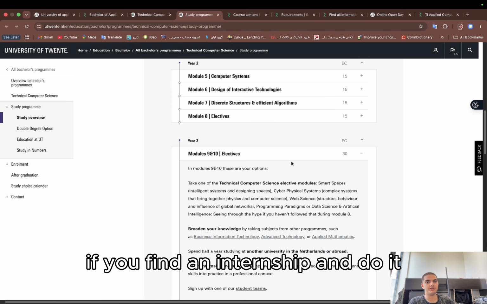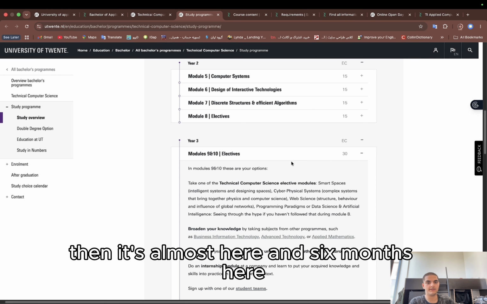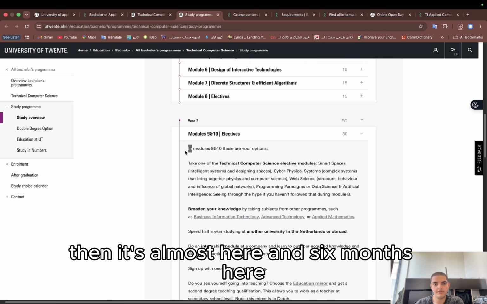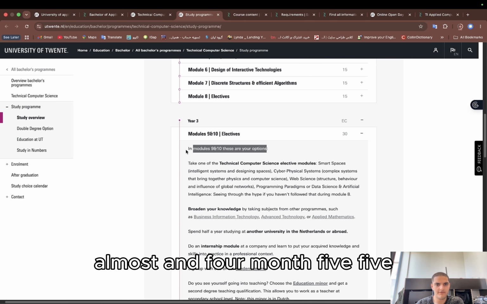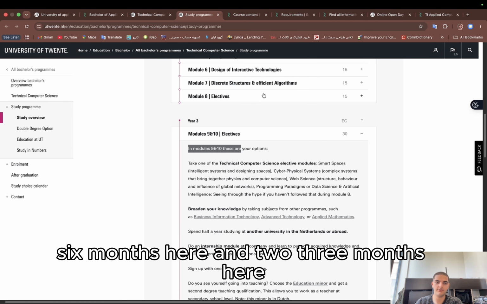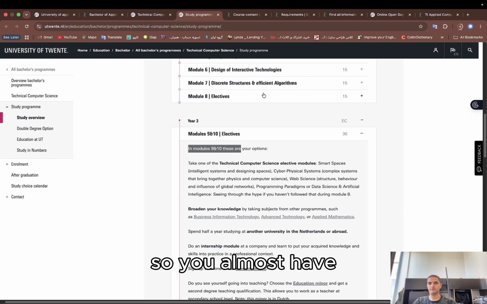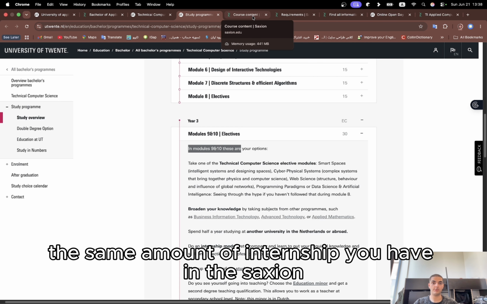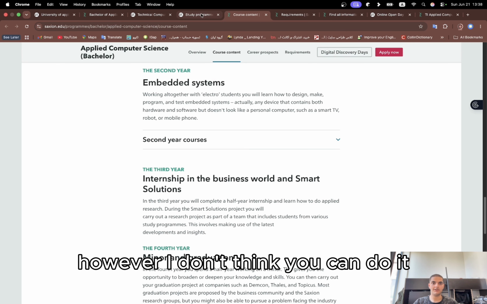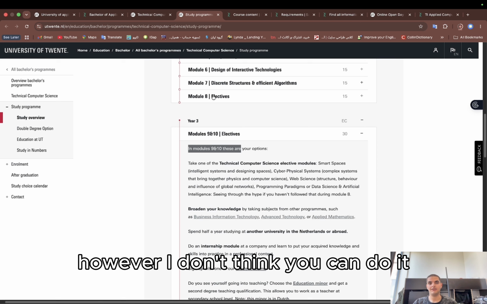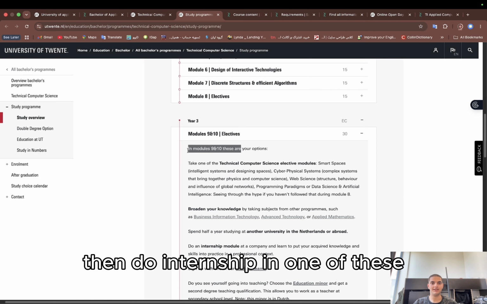If you find an internship and do it, then it's almost 6 months here, and 4, 5, 6 months here, and 2, 3 months here. So you almost have the same amount of internship you have in the section. However, I don't think you can do it. You need to choose an elective here, then do an internship in one of these.